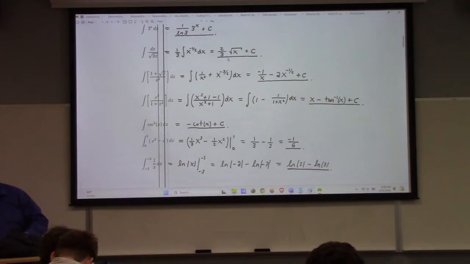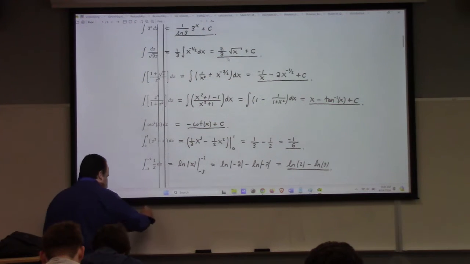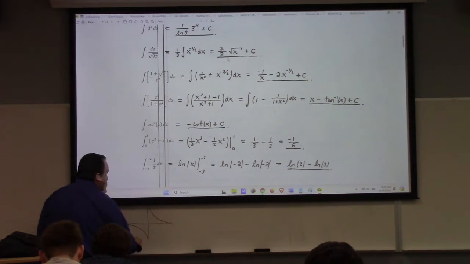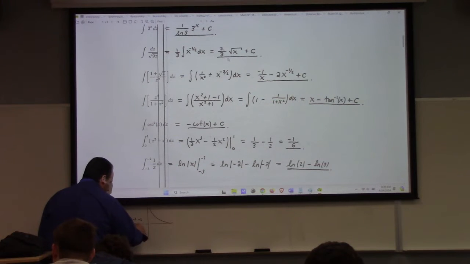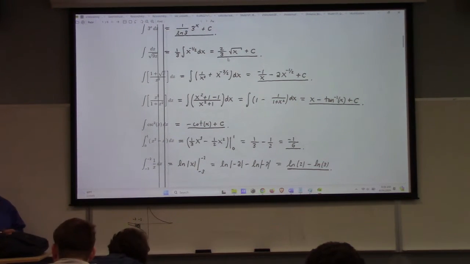And if you were to graph the reciprocal function, we're finding the signed area under the graph, right? Here's the reciprocal function, looks like this. And we're going from like minus 3 to minus 2, let's say. So it's this area right here we're calculating. Should that be negative? Well, yeah, that should be negative. So that makes sense that the answer there is negative.